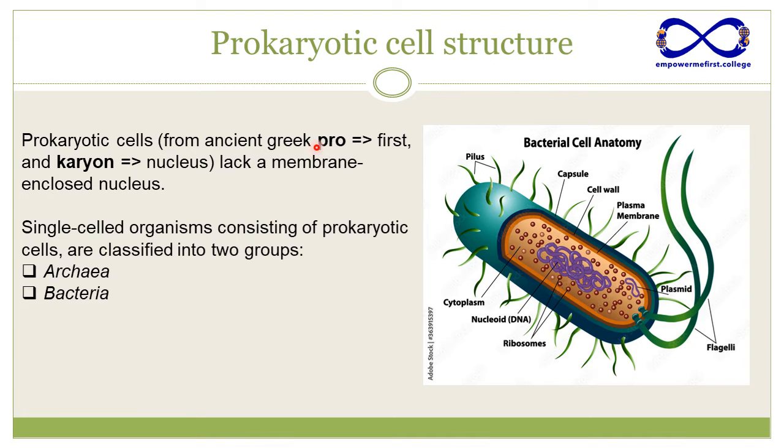So, by definition, a prokaryotic cell, remember that the name comes from the ancient Latin, from pro, that means before, and karyon, that means nucleus. And as I told you last time, these are cells that lack a membrane-enclosed nucleus, as we can see here. Here we can see a common prokaryotic cell structure, which is typical of bacteria, so also bacterial cell anatomy. It is a single-celled organism, and prokaryotic cells are generally classified into two groups, archaea and bacteria.